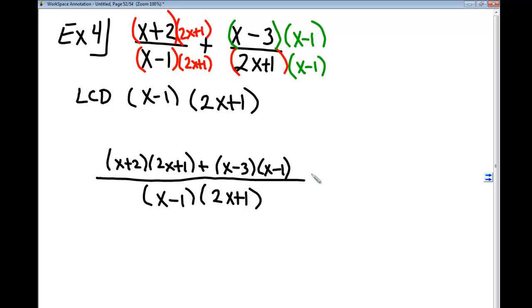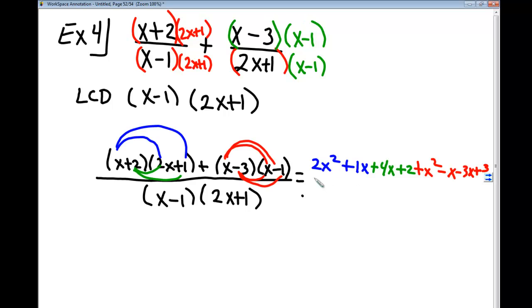Rewrite our expression with the new numerator. Now we have to distribute. And this is all over our new denominator. Now we collect and combine like terms.